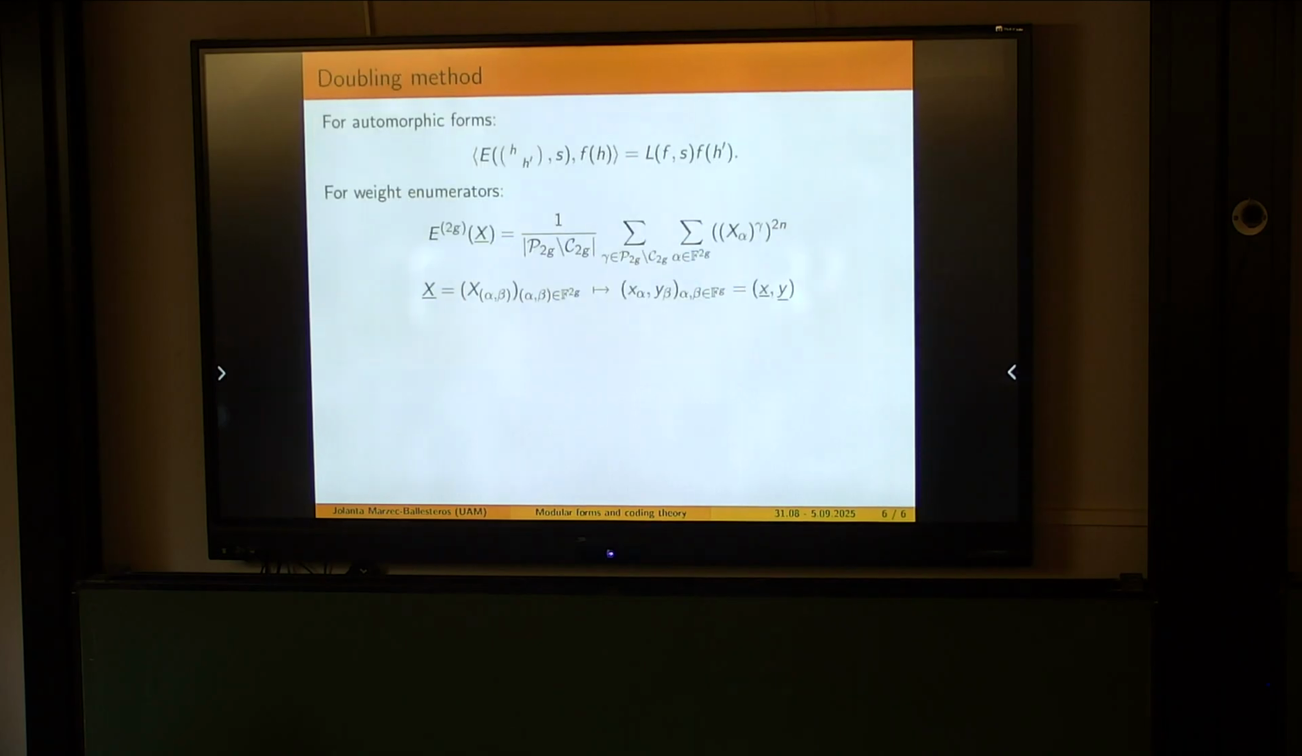Yes, so with Thanasis Bouganis, taking into account these and many more connections that exist between modular forms and codes, we were asking ourselves, okay, is it possible to apply the doubling method in the setting of codes? So in the setting of automorphic forms, what is the doubling method? This is the method that helps us to construct or to associate an L-function to a given automorphic form or automorphic representation.